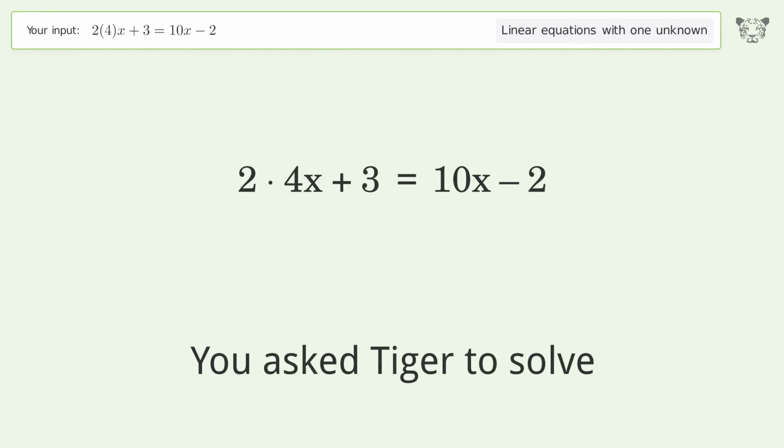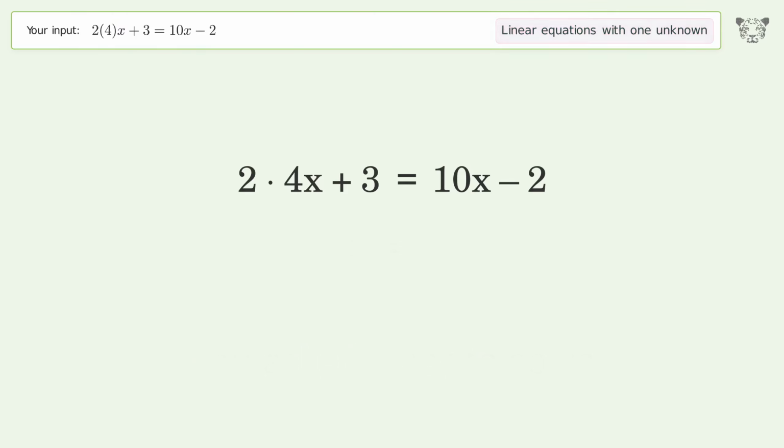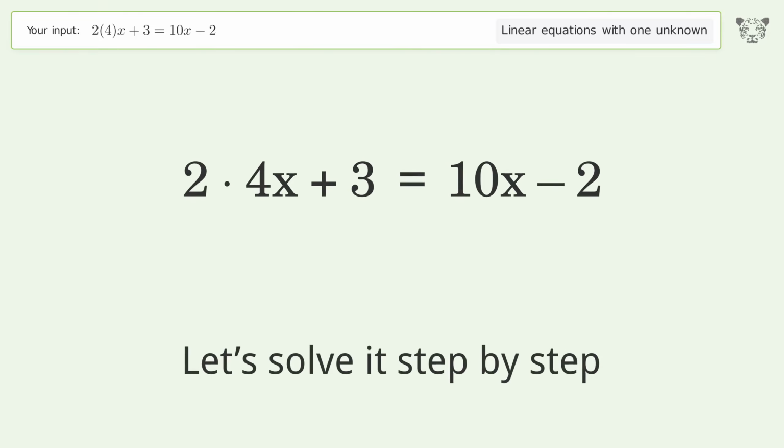You asked to solve this. This deals with linear equations with one unknown. The final result is x equals 5/2. Let's solve it step by step.